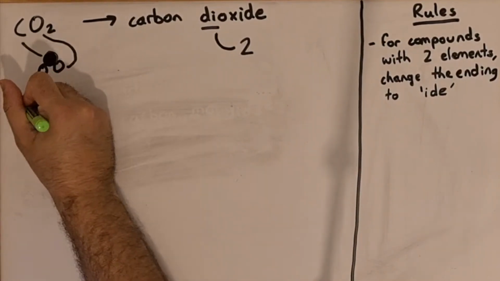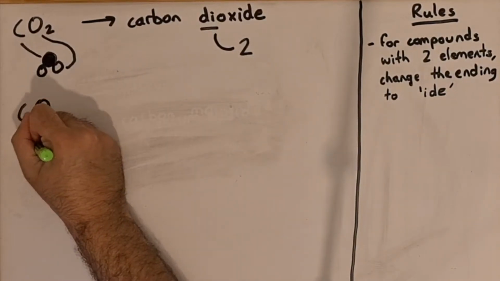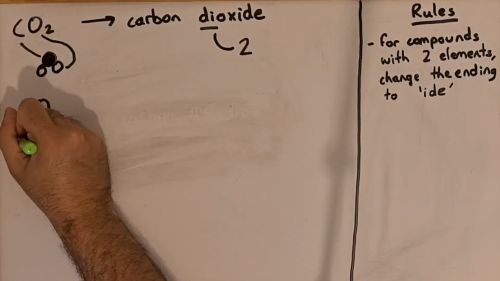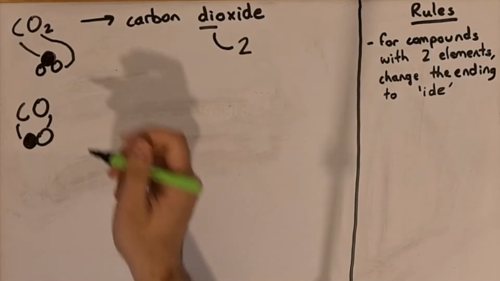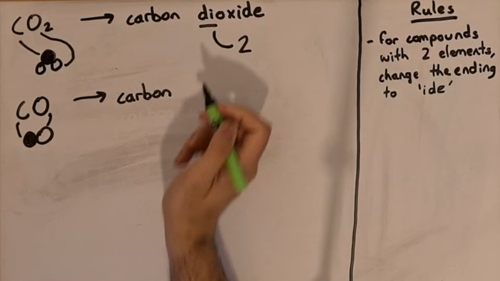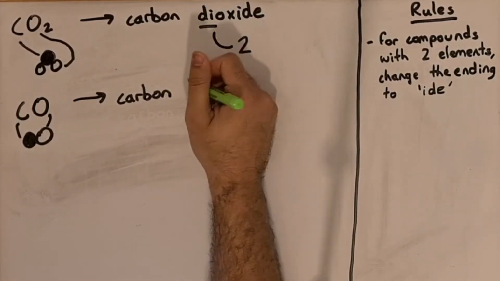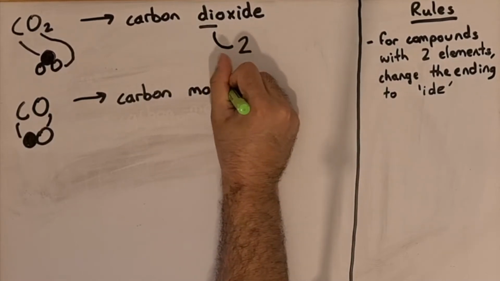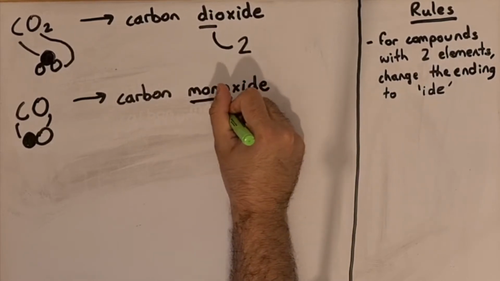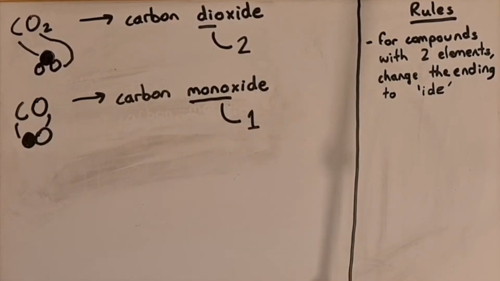There is another compound which is very similar to this, which has the formula CO. The only difference is it has only one atom of oxygen in a molecule. So what we do for this one, instead of just calling it carbon oxide, because that would be confusing, because carbon dioxide is more common, we call it carbon monoxide. And that makes it clear because this mono bit means one. So it has one atom of oxygen in each molecule.